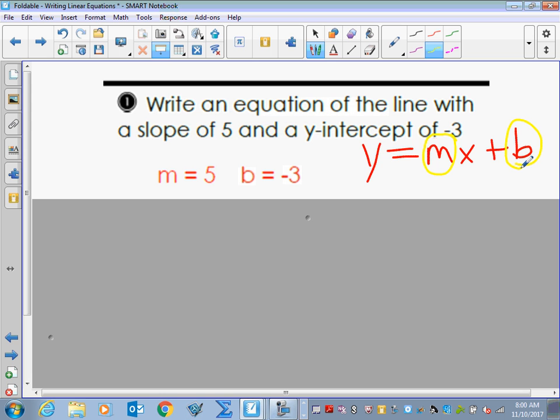So now the y-intercept has a new name. It's called b. Okay, in slope-intercept form. M is still the slope, and now b is the y-intercept. So if they actually give you these 2 pieces of information, you have everything you need. You don't have to solve for anything.